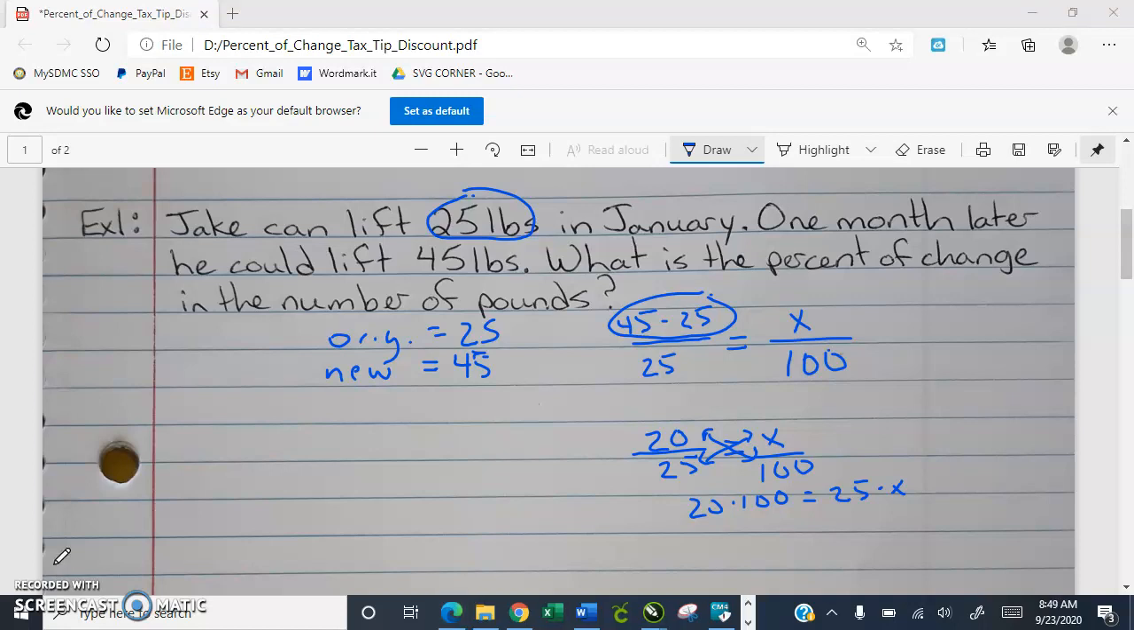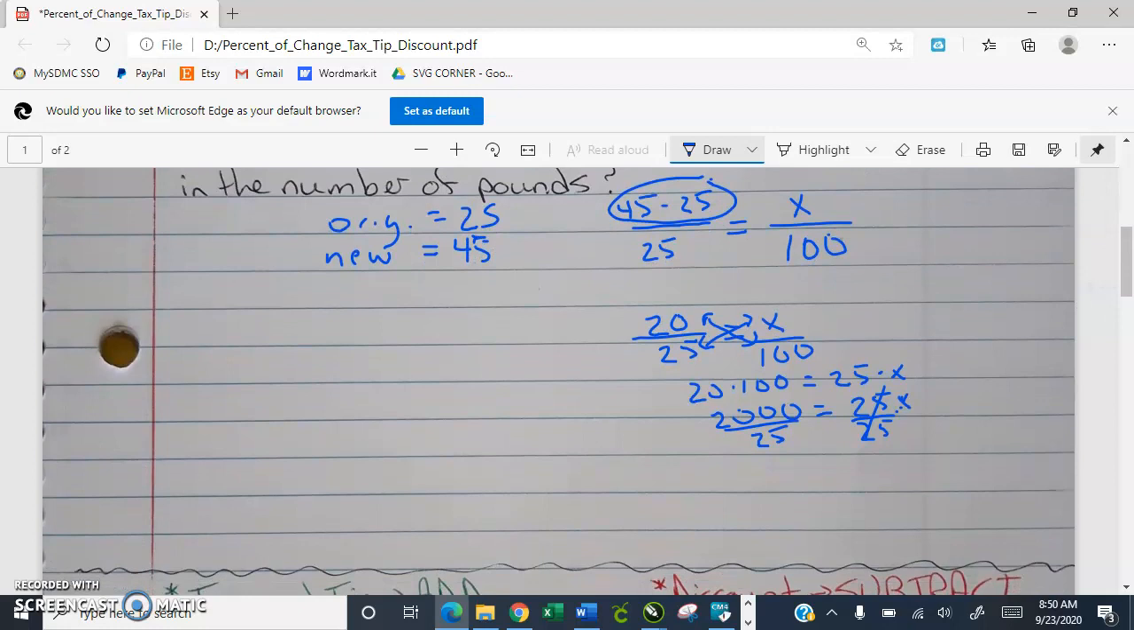So 20 times 100 is 2,000. And 25 times x equals 25x. Now again, we hit a point in our notebook that we've done this before. So here's our one-step solutions. We need to solve for x. So 25 and x are multiplying. The inverse operation of multiplying is dividing. So 25 divided by 25 gives us 1, but we don't put a 1 in front of x. So 2,000 divided by 25 is 80.